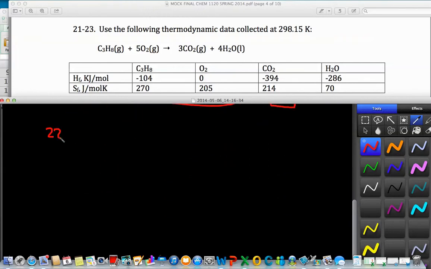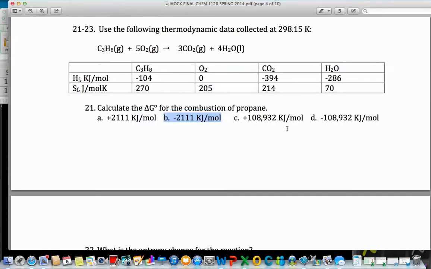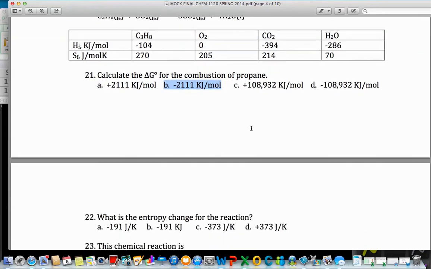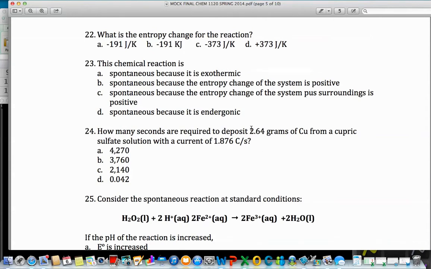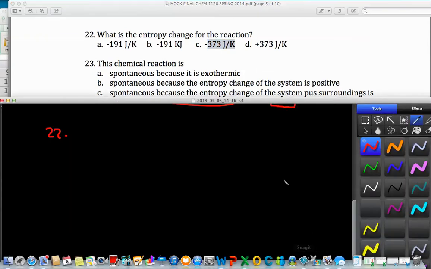Now let's move on to number 22. Entropy change for the reaction. Actually, we've already calculated that. We found that that was minus 373 joules per Kelvin. So for number 22, the credited answer is C, based on work we've already done.